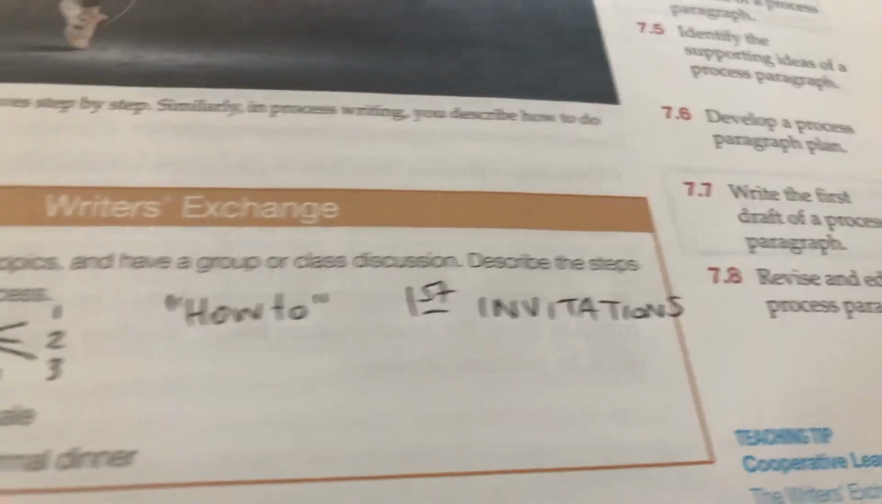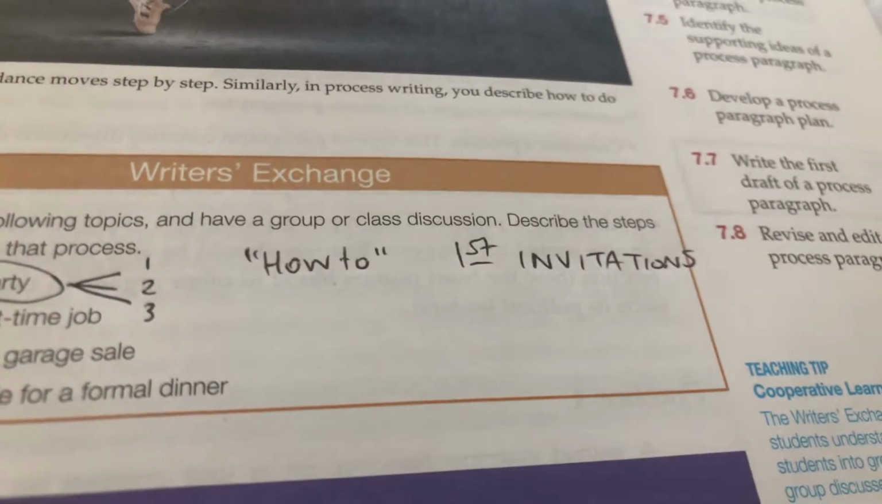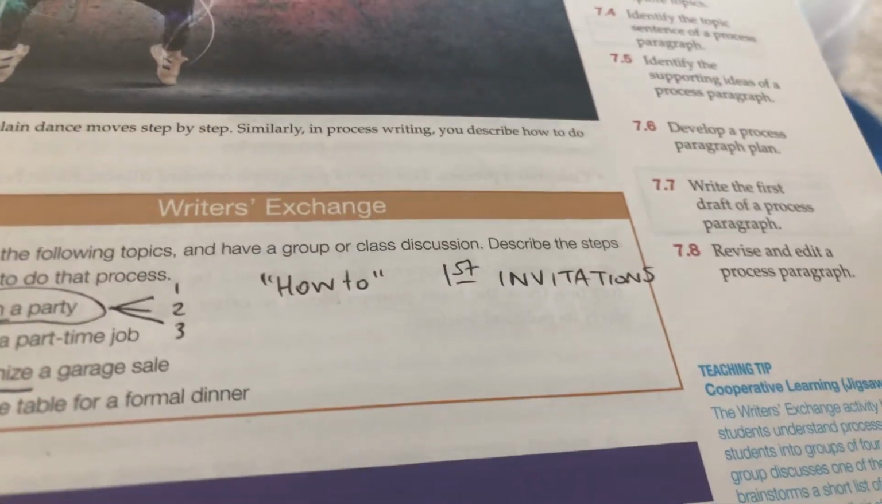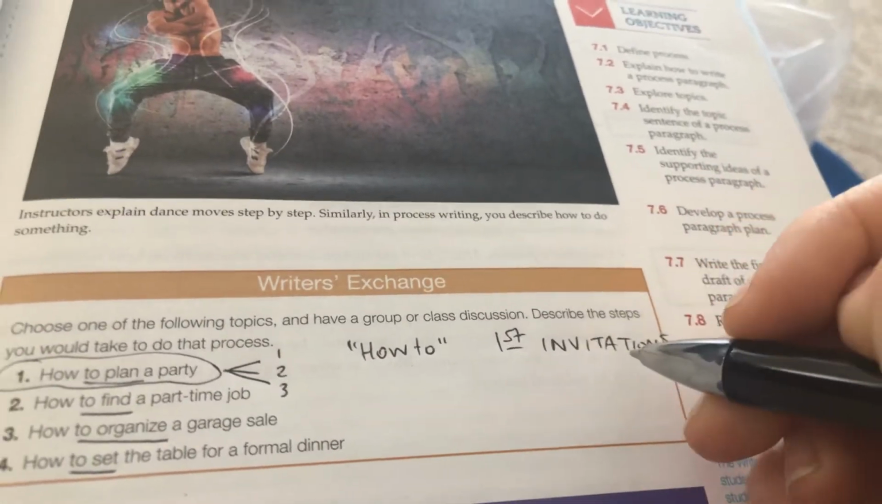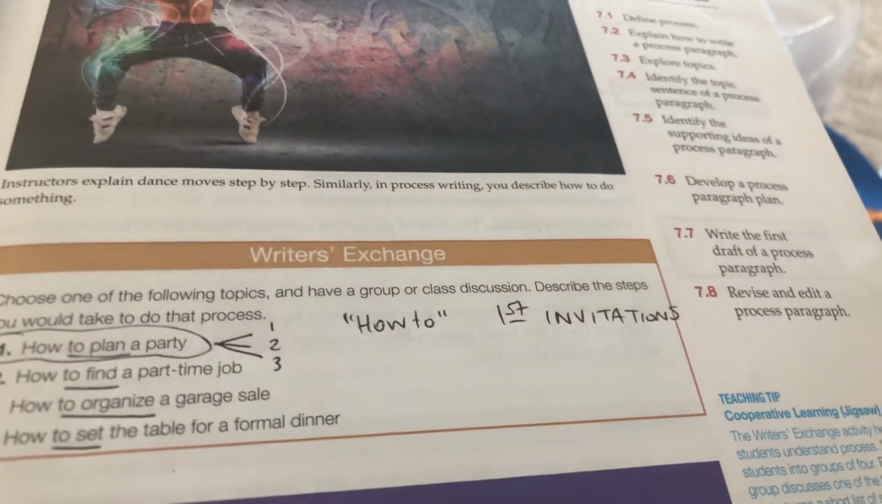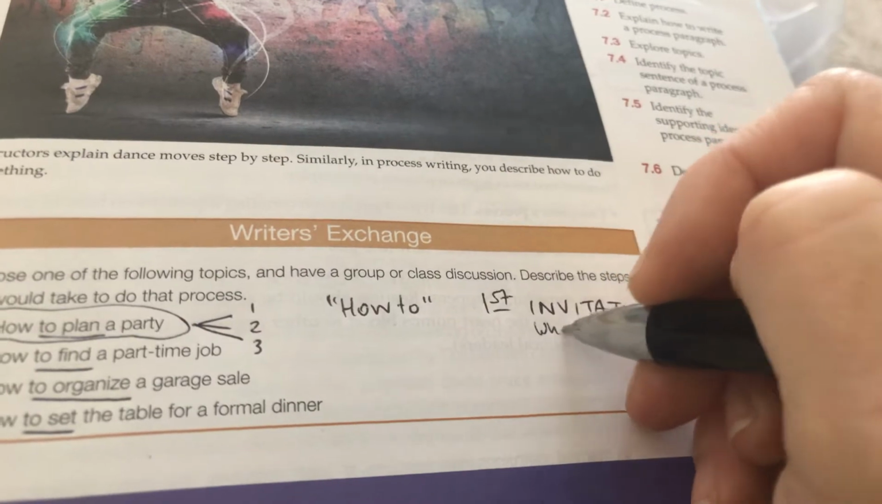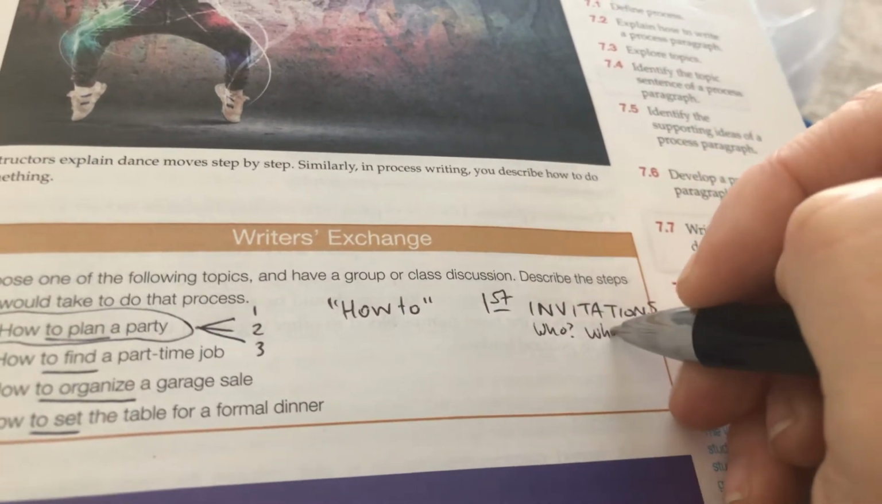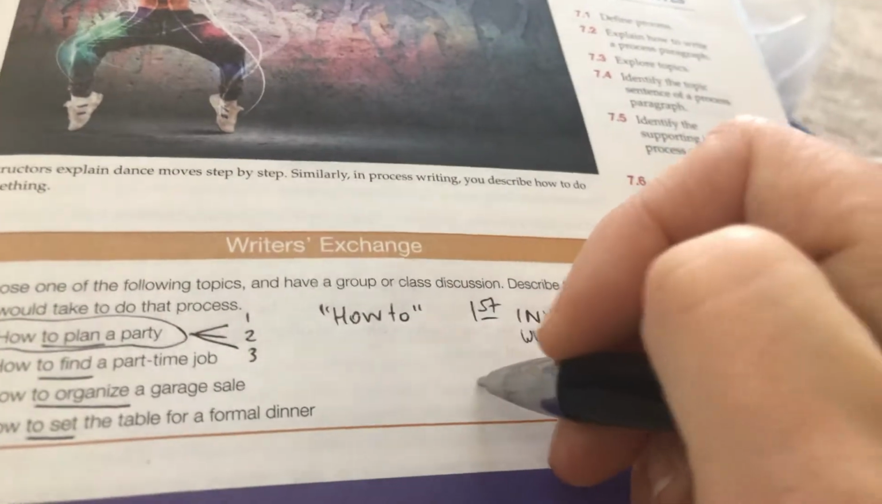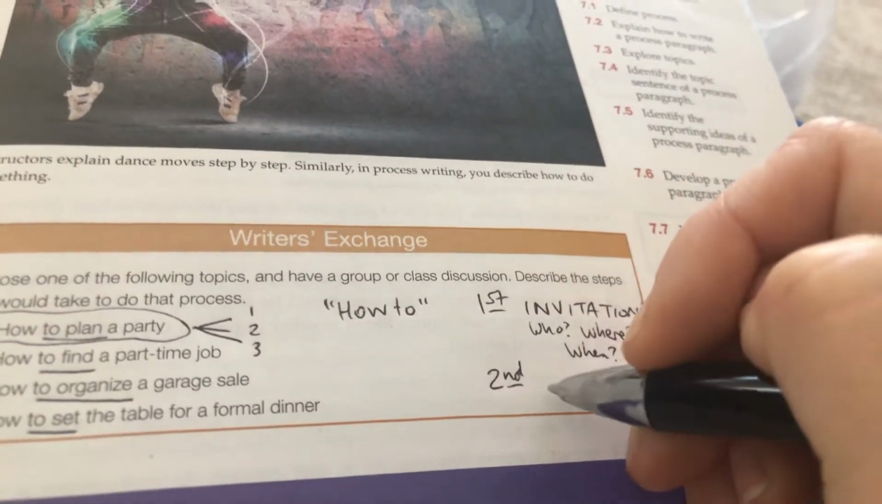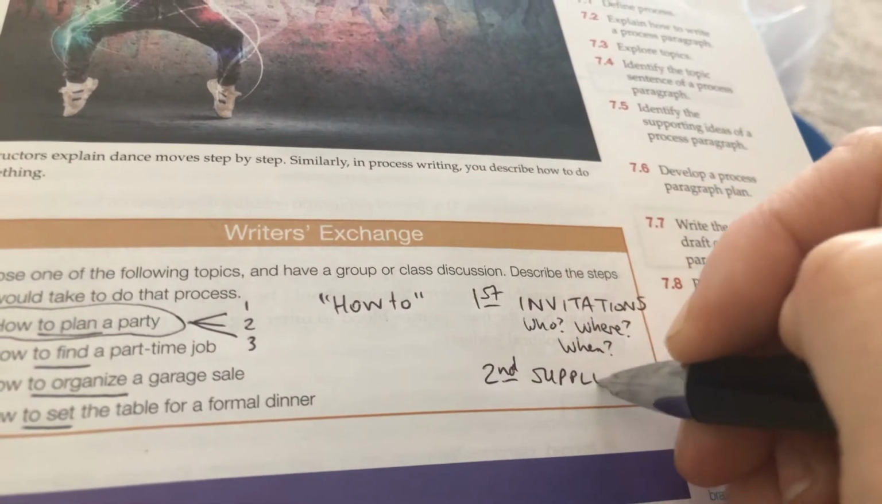That's where you decide how many people, where is it going to be, when is it going to be, and who's going to get invited? So we're asking who, where, and when. That's the first step. Then the second step is gathering the supplies.